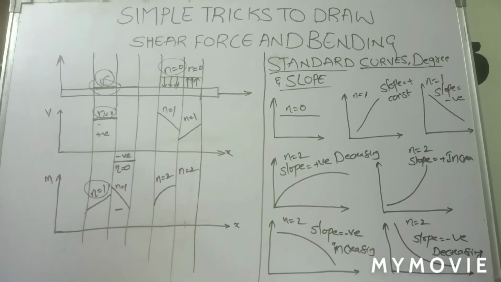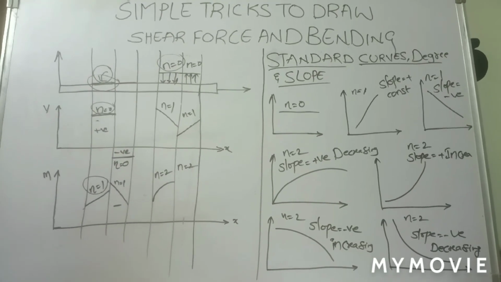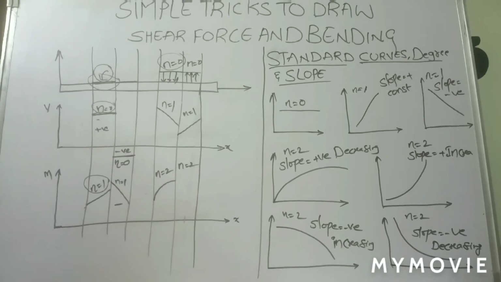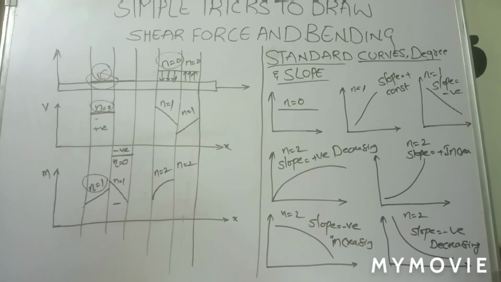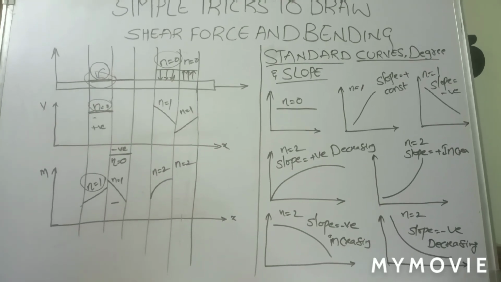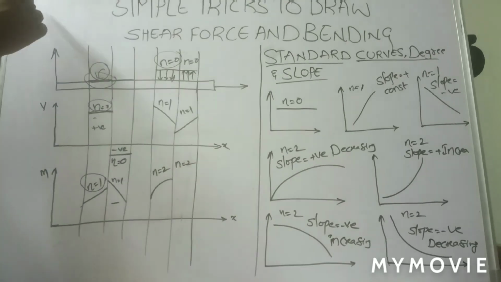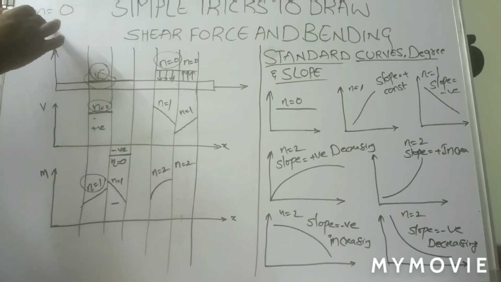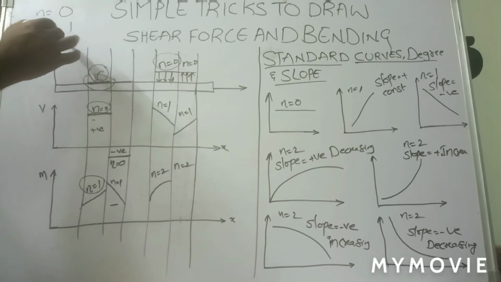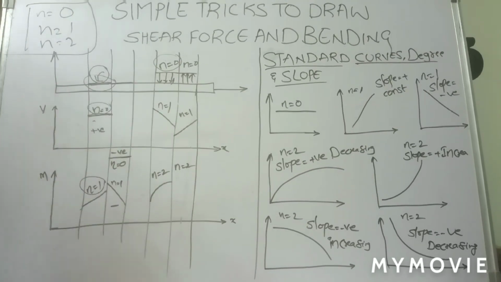So these are the basic things in order to draw your shear force diagram and bending moment diagram. Only 3 parameters: no loading condition, constant loading condition. Then automatically you will get the remaining parameters. Orders are varying. Only you are having orders n equal to 0, n equal to 1, and n equal to 2. Only these 3 you are having.